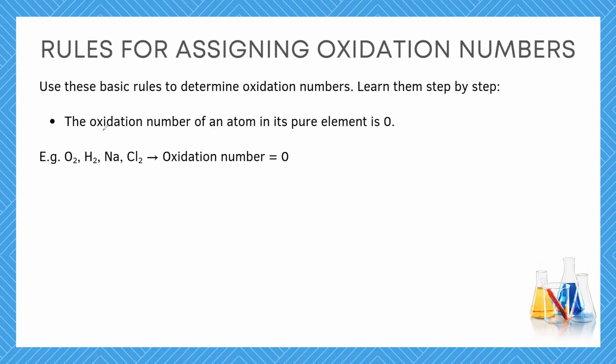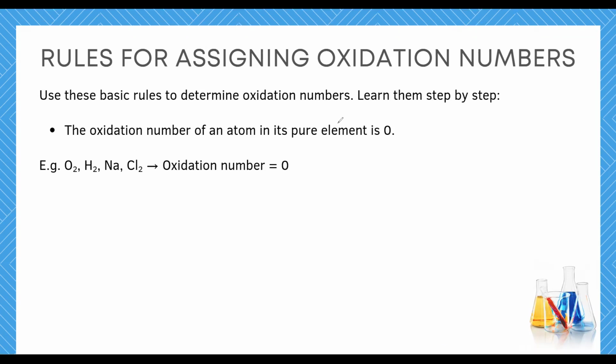So now that we know what oxidation numbers are, there are certain rules that apply to the process of assigning oxidation numbers to elements, to compounds, and to ions. And we're going to be looking at them step by step. Rule number 1. The oxidation number of an atom in its pure element is 0.